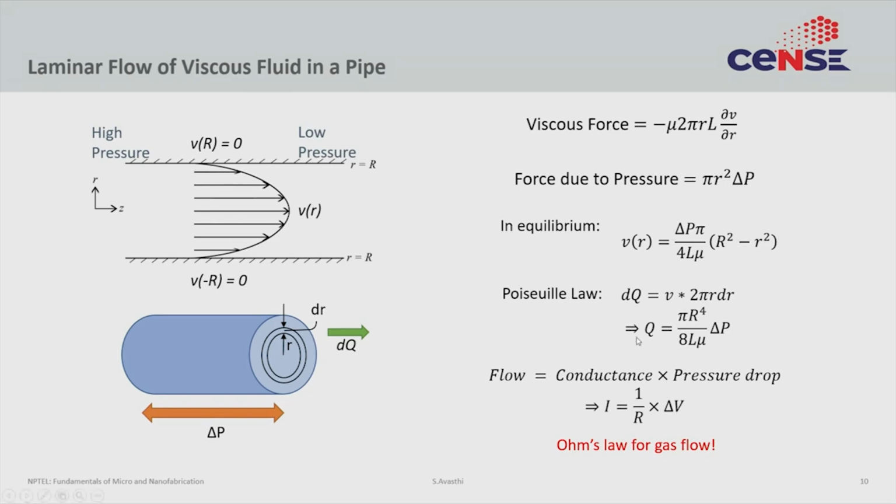This equation is very similar to the equation that you see for current flowing in a resistor, which is that the current I must be equal to conductance, which is 1 over R, where R is resistance, times the voltage drop. Here the pressure drop is just analogous to voltage drop. So, in some sense this is nothing very brilliant, this is simply Ohm's law, but for gas flow.